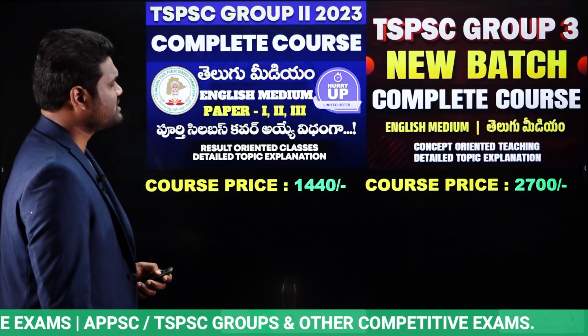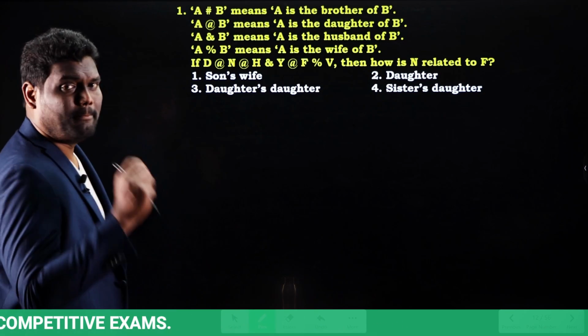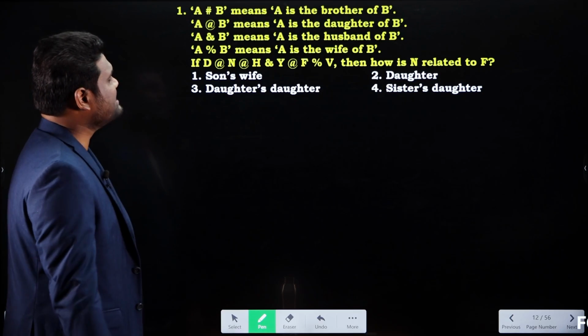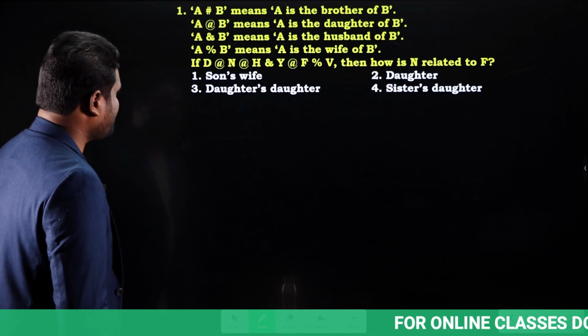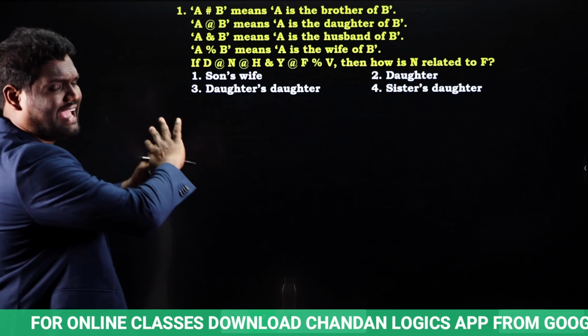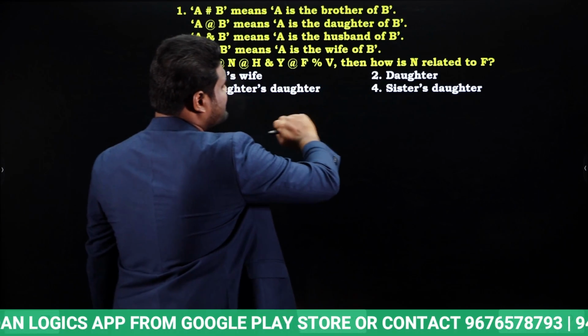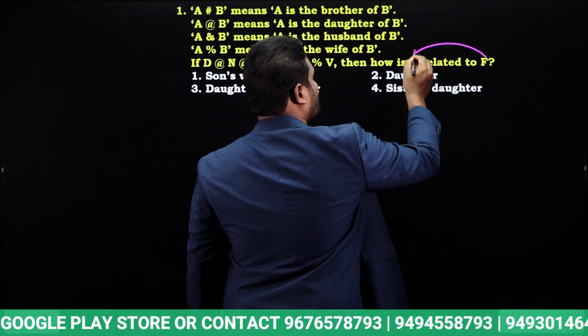So now I am going to start solving the questions. First question, this is from blood relation. A # B means A is the brother of B. A @ B means A is the daughter of B. A & B means A is the husband of B. We have the information. Okay. So they are giving the statement and asking how is N related to F.